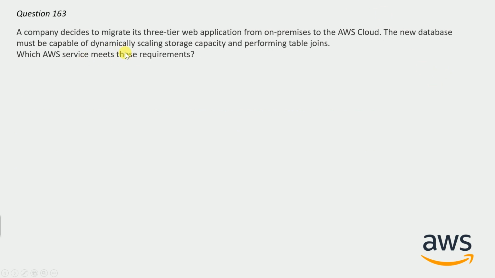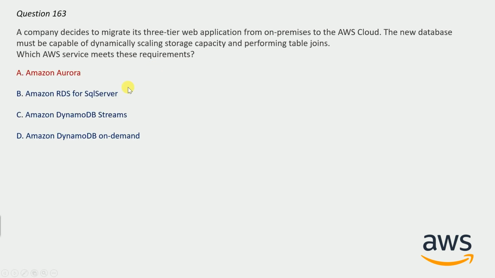And now question number 163. A company decides to migrate its 3-tier web application from on-premises to AWS cloud. The new database must be capable of dynamically scaling storage capacity and performing table joins. Which AWS service meets these requirements? And here are the options. And the correct answer here will be option A, Amazon Aurora.